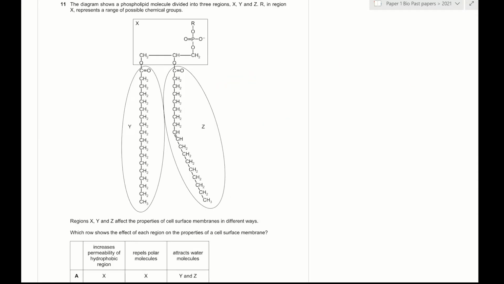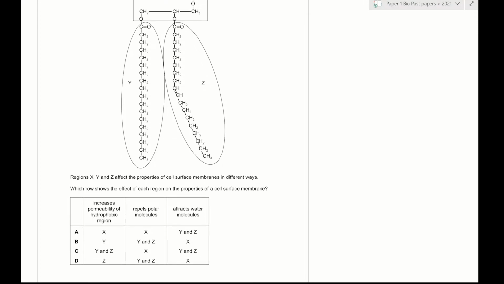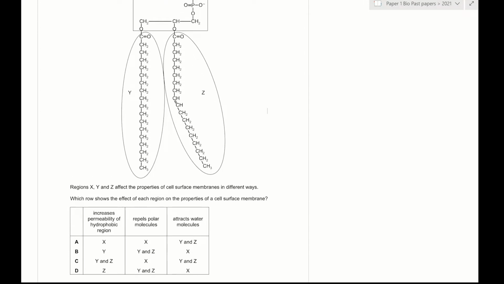The diagram shows a phospholipid molecule divided into 3 regions, X, Y, and Z. Region X represents a range of possible chemical groups. Regions X, Y, and Z affect the properties of cell surface membranes in different ways. Which row shows the effect of each region on the properties of a cell surface membrane?